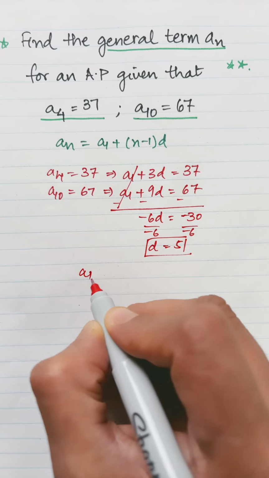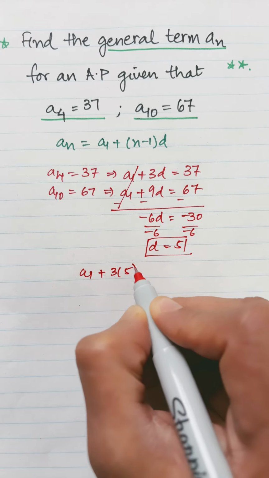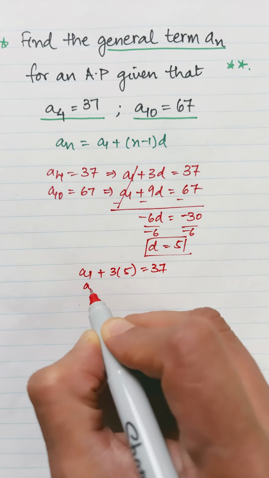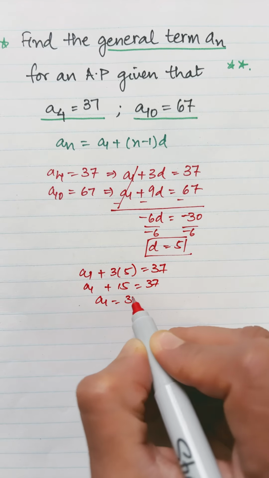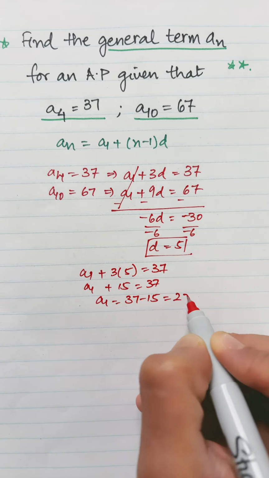Let's put it in the first equation. So a1 plus 3 times 5 is equal to 37. a1 plus 15 is 37. So a1 is equal to 37 minus 15, which is 22.